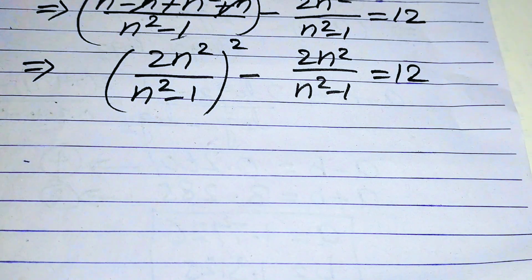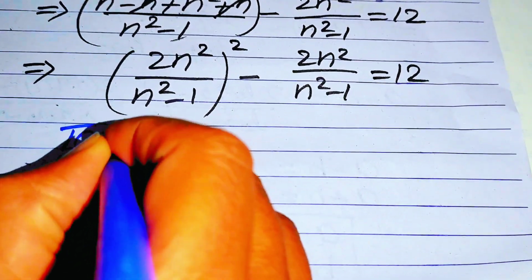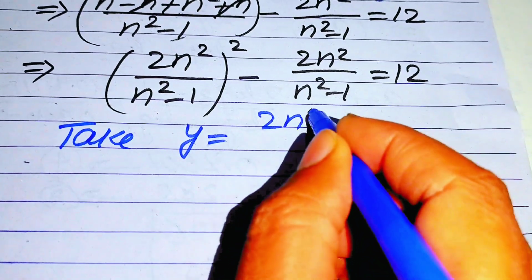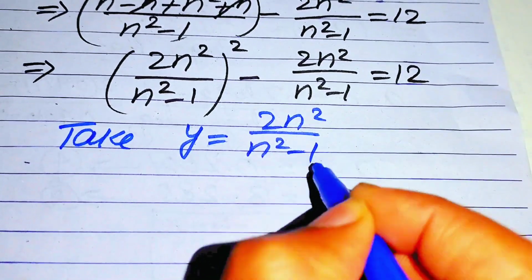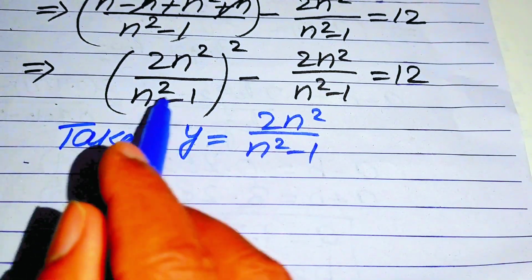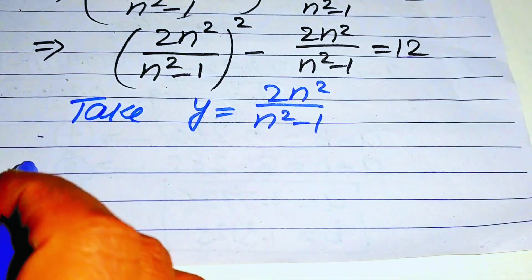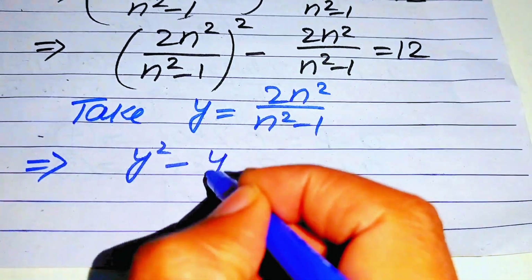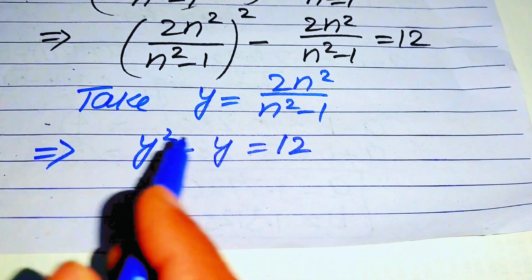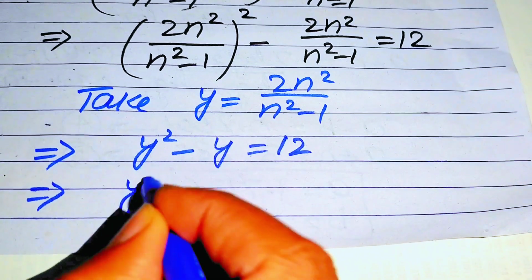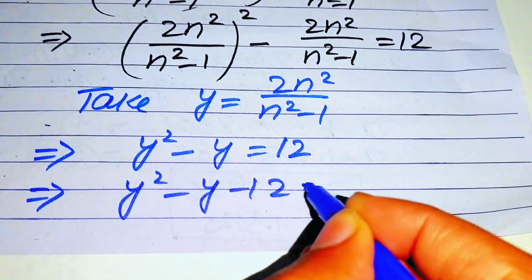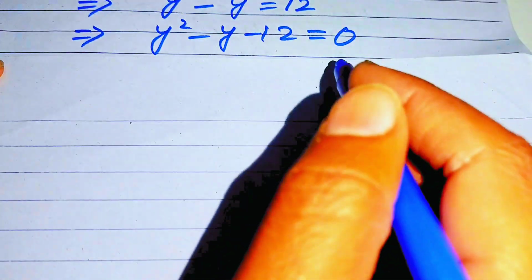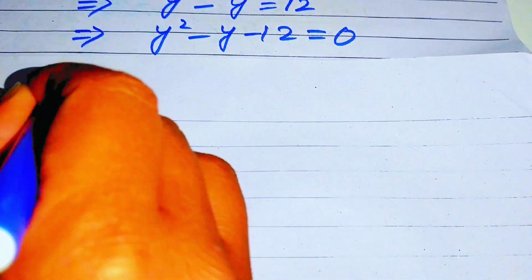So here we take 2n² over n² minus 1 equals y, and now we put the value of y into the above equation, and the above equation becomes y² minus y equals 12. Now we move this 12 to the left-hand side, and it becomes y² minus y minus 12 equals 0. In the next step we will factor this equation.